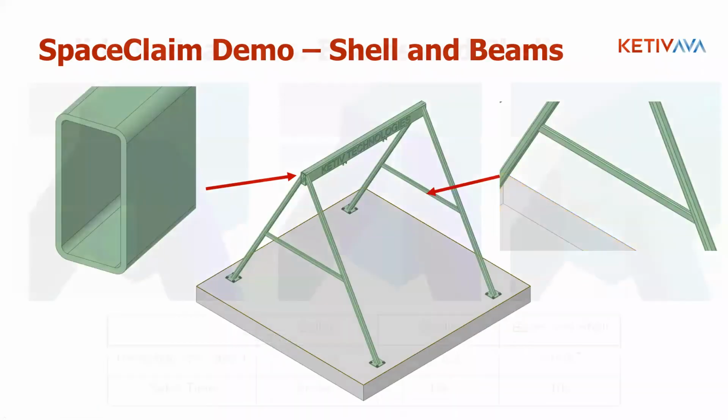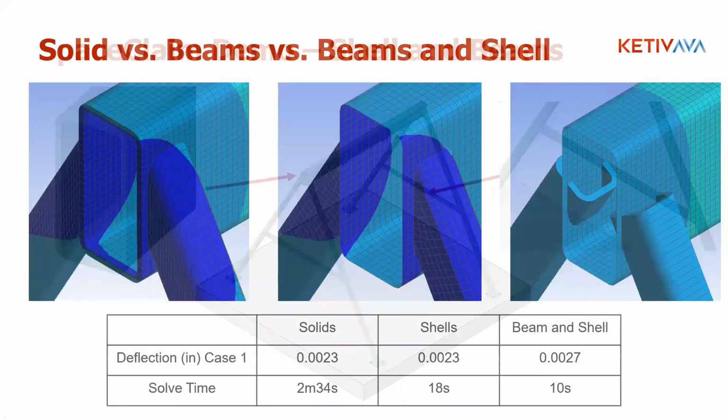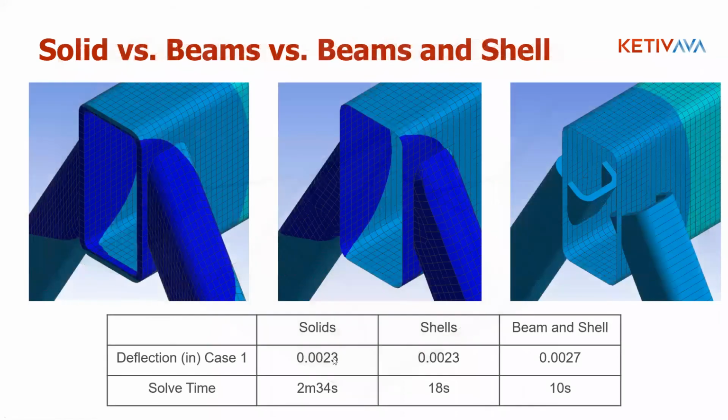And here's a little table comparing the solids, shells, and beams and shells method. And here are the deflections, the largest that were obtained from our load case of a child on the swing. Very close. These results are in inches. And here are the solve times. It took the shell model only 18 seconds, and it took the beam and shell only 10 seconds.